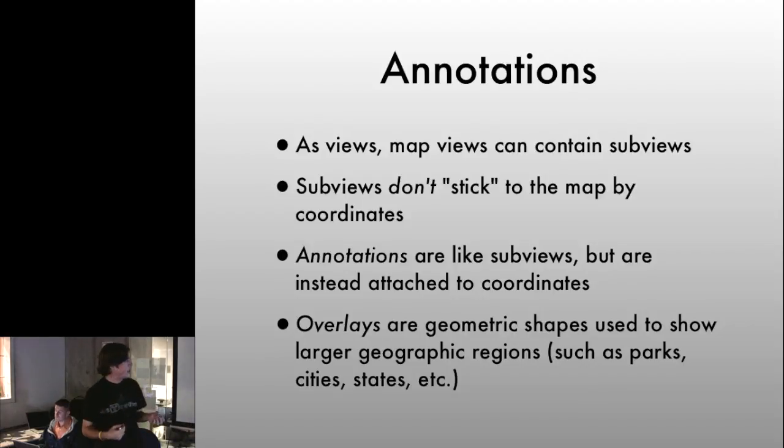And so annotations are meant for highlighting a particular location. The Maps app uses pins to show locations of things, and that's actually a free annotation that Apple provides for you if you want to use those. You can also make custom annotations, and I'll talk about that in a little bit. It also has support for what they call overlays, which are geometric shapes that you can define to show larger regions, like parks or states or countries. And you can overlay those onto the map, and again, they'll move with the map.